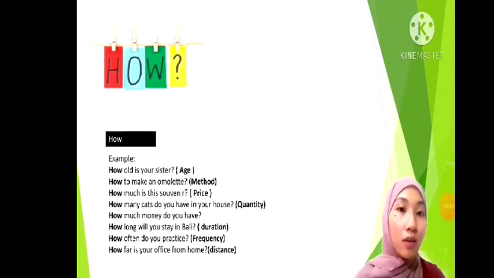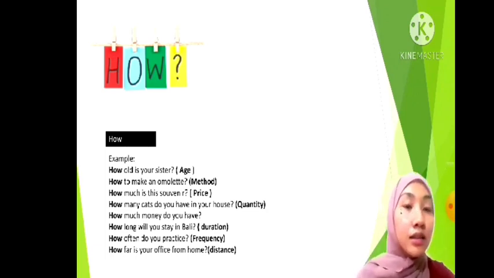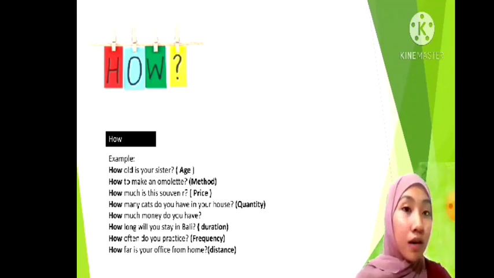Next is how much is this souvenir, or how much money do you have, which is talking about price as an uncountable noun. How many cats do you have in your house, or how many children do you have? This is talking about quantity as a countable noun.